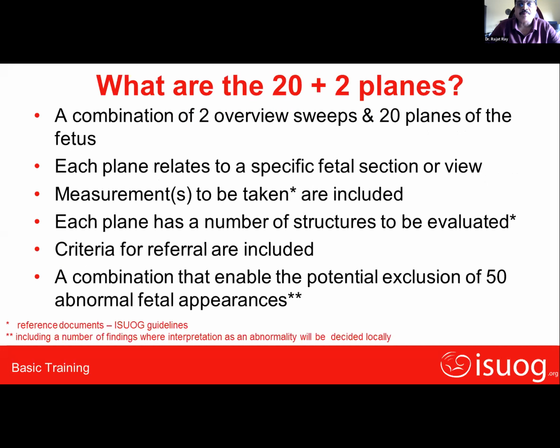So what are the 20+2 plans? A combination of 2 overview sweeps and 20 plans of the fetus. Each of the plans relates to a specific fetal section or view. Measurements are to be taken wherever necessary. Each plan has a number of structures to be evaluated. Criteria for referral are included. A combination that enables the potential exclusion of 50 abnormal fetal appearances.